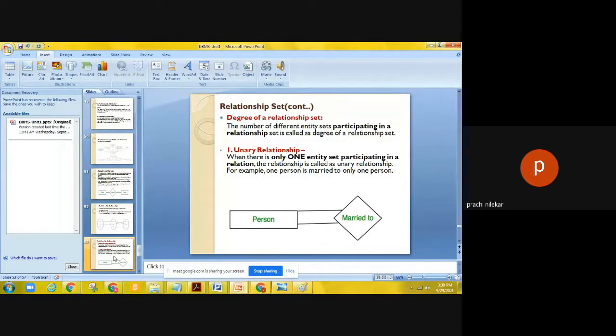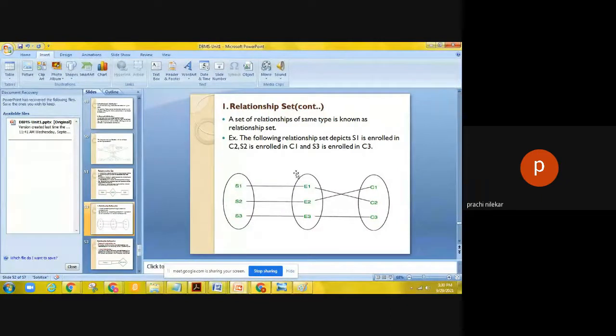Now, degree of the relationship set. This is one of the important points in the relationship set. So degree is nothing but the number of different entity sets. See, different entity sets participating in a relationship. Number of different entity sets. If you take this example, how many entities are participating over here?